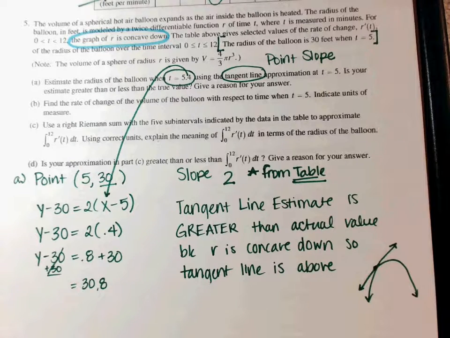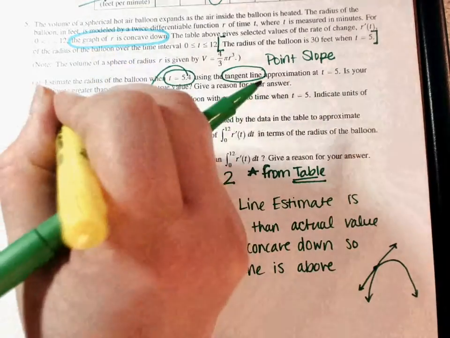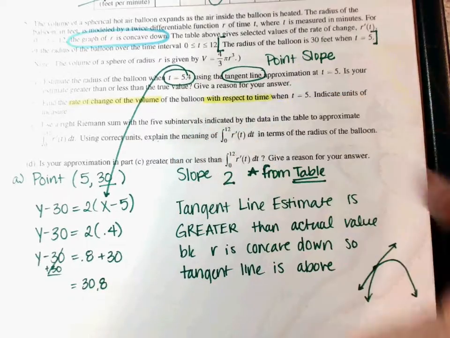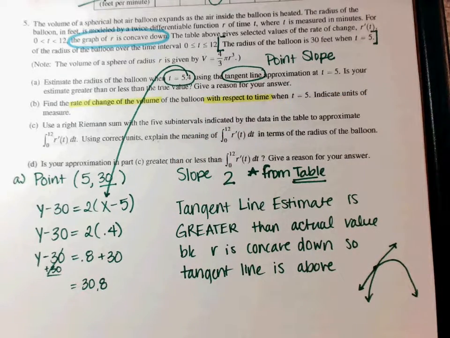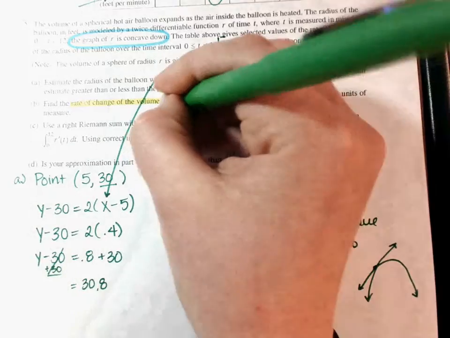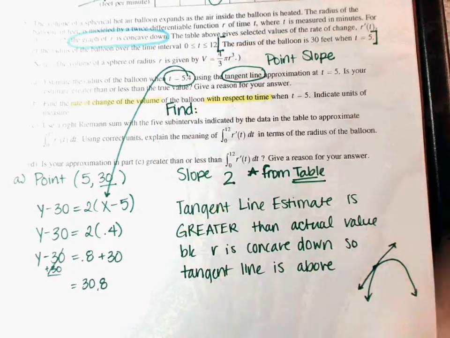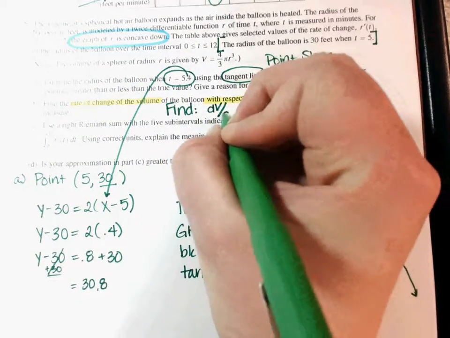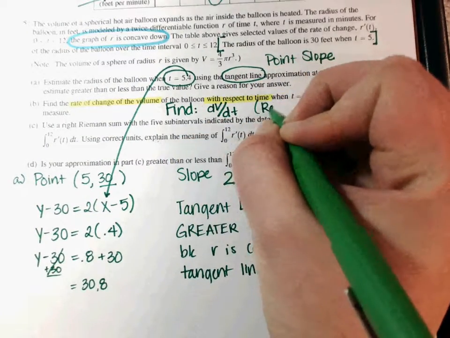Alright, part B says find the rate of change of volume with respect to time. What are they asking you to find in part B? The rate of change of volume with respect to time. This is dV/dt. Very good. Now, this is a related rate.